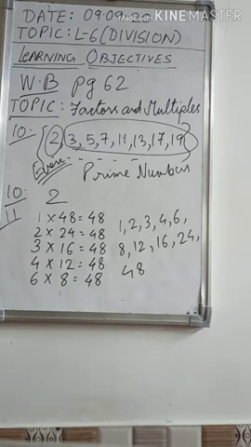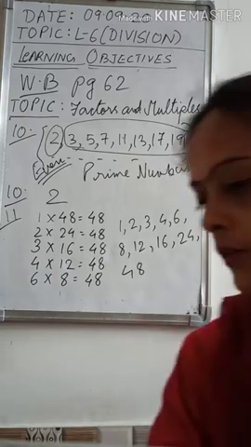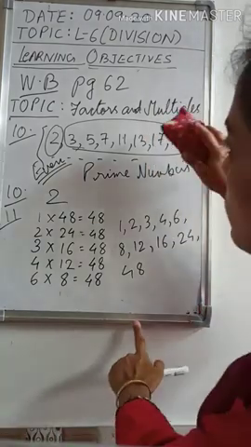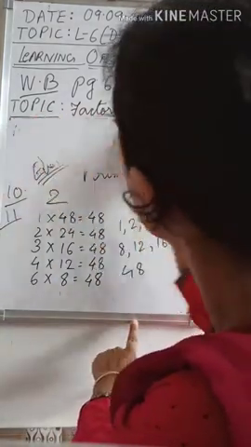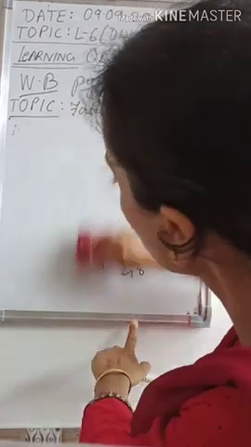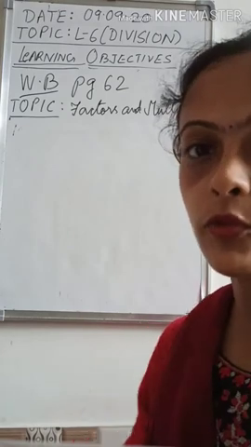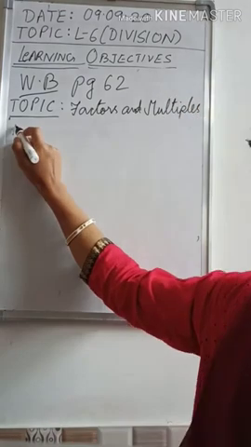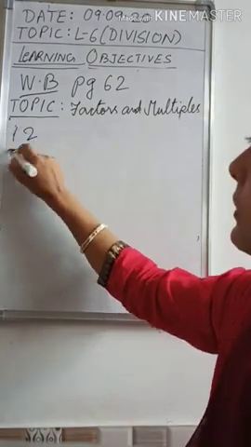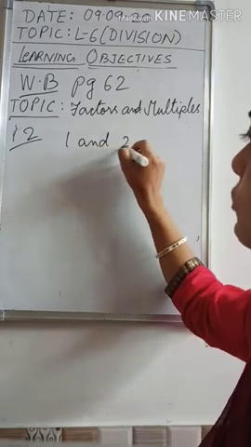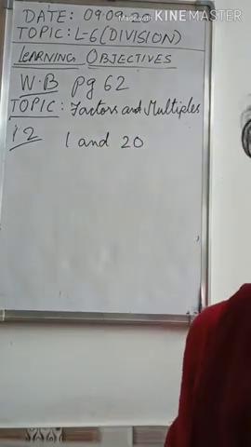Now question number 12. You are asked to write 4 composite numbers between 1 and 20. So composite numbers means those numbers which have how many factors? More than 2 factors. So between 1 and 20 we are asked to find 4 composite numbers.